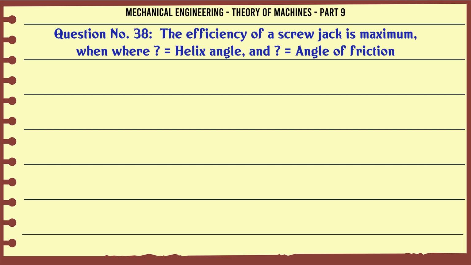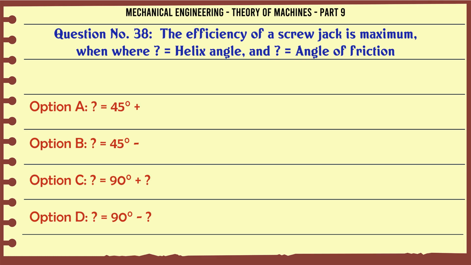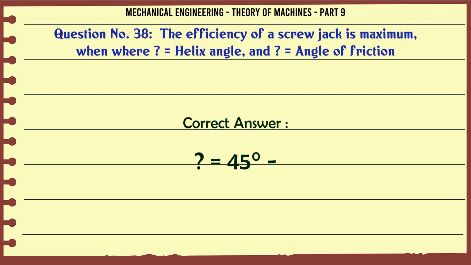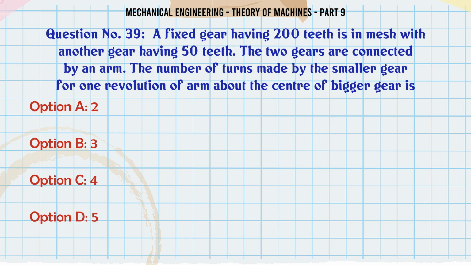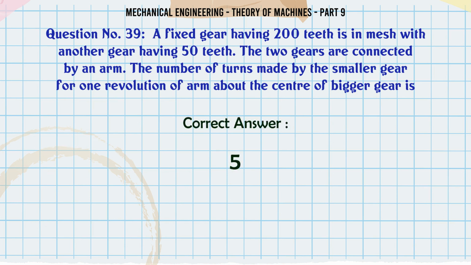The efficiency of a screw jack is maximum when the helix angle and angle of friction are related as A. 45°, B. 45°, C. 90°, D. 90°. The correct answer is 45°. A fixed gear having 200 teeth is in mesh with another gear having 50 teeth. The two gears are connected by an arm. The number of turns made by the smaller gear for one revolution of arm about the center of bigger gear is A. 2, B. 3, C. 4, D. 5. The correct answer is 5.